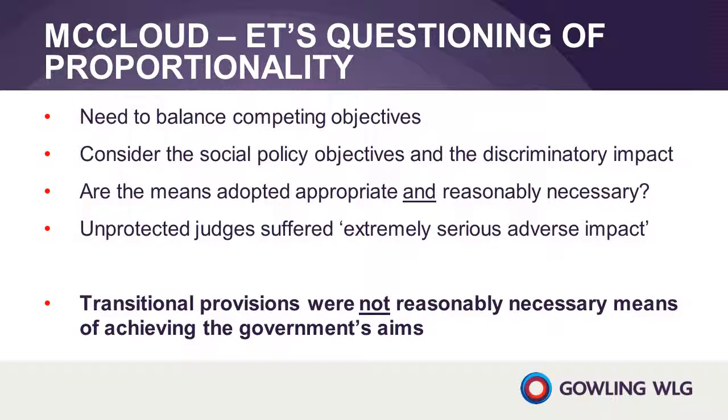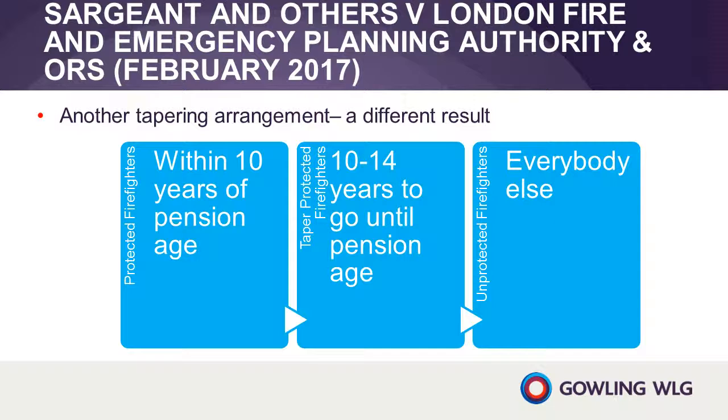Now, the tribunal didn't have to consider proportionality, but it did go on to do so in this case. And again, it said that a real critical assessment was needed here in considering the question of proportionality. Were the means adopted appropriate and reasonably necessary to achieve the legitimate aim? And here, the judges compelled to transfer from the old scheme to the new scheme suffered an extremely serious adverse impact on the value of their pensions, particularly by comparison with the protected judges, but also those protected by the transitional tapering provisions. And the effect of these provisions overall was that the younger unprotected judges would suffer significant losses.